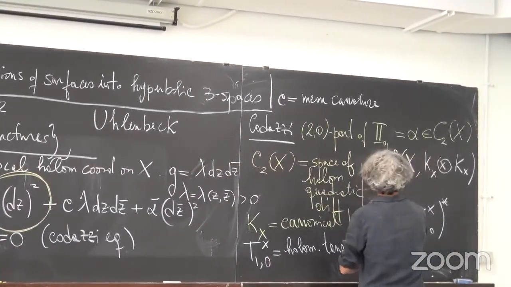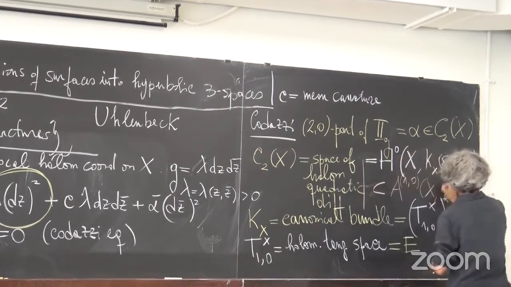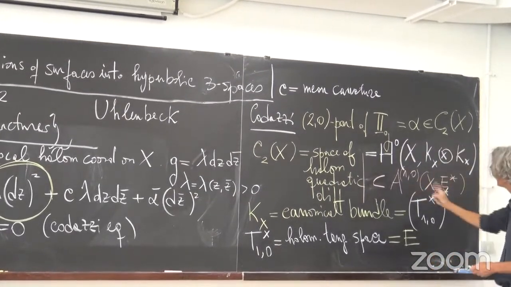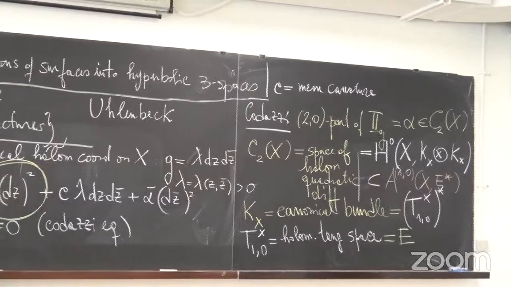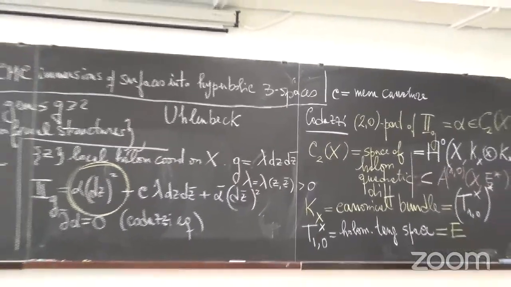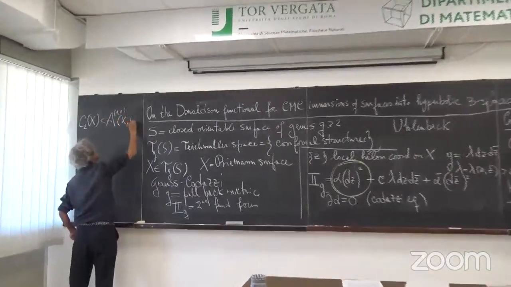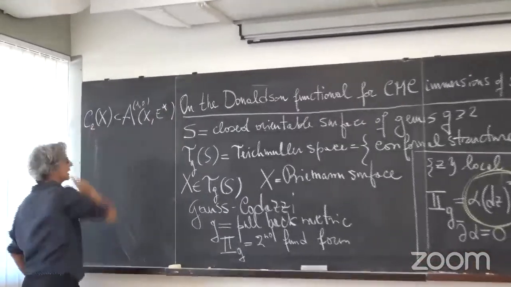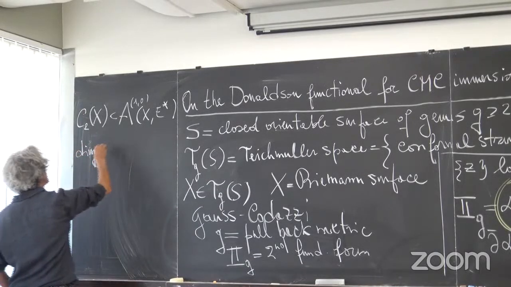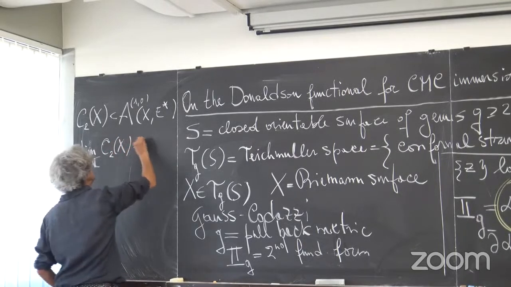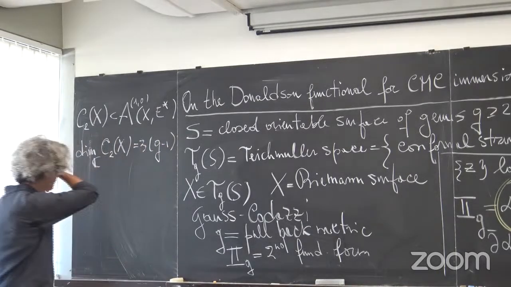so this is contained in the 1-0 forms valued in E star. According to our notation, 1-0 forms valued in the canonical bundle. So let me just summarize this information here, which will be useful in the sequel. This is a subspace of the 1-0 forms of X valued in E star. It's a finite dimensional space, and in fact we know that the complex dimension, it is a linear space obviously, is just 3 times g minus 1. I remind you that g is the genus of the surface.